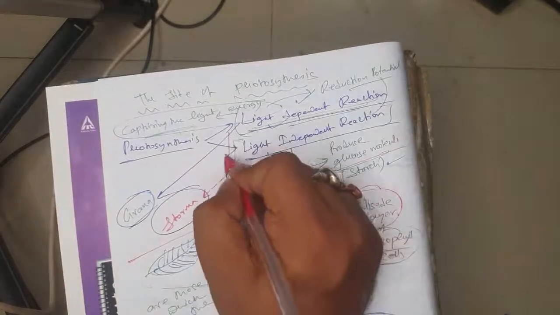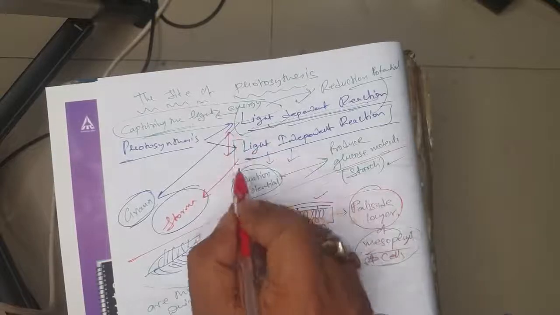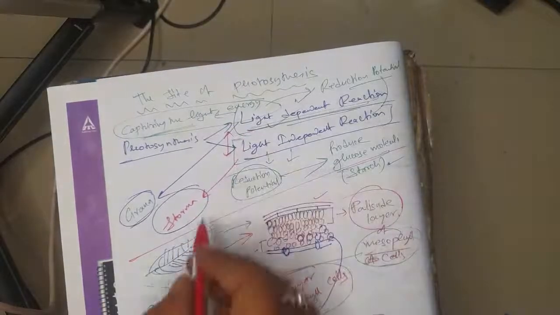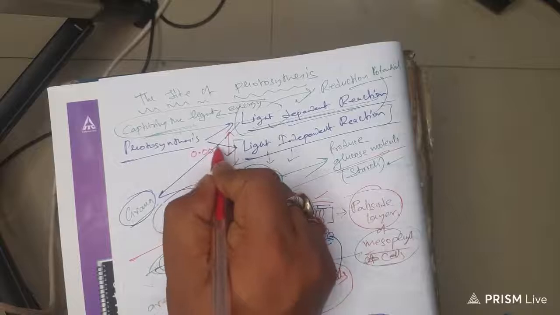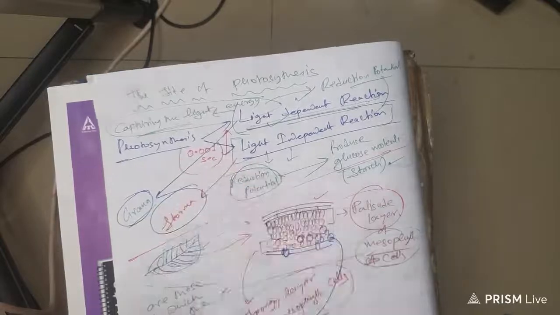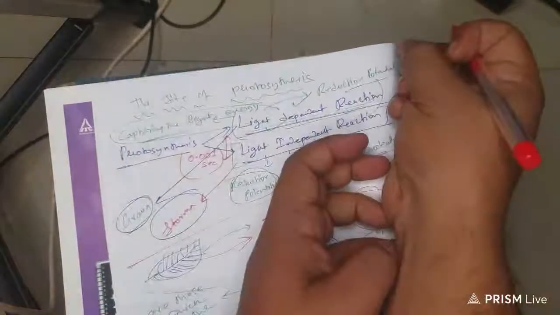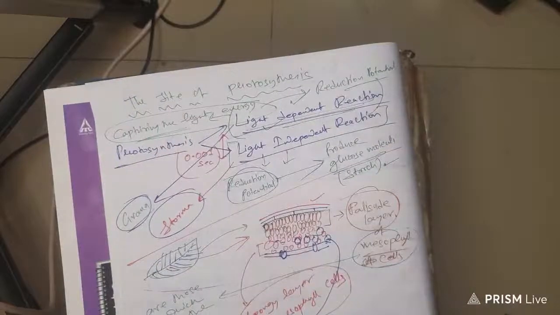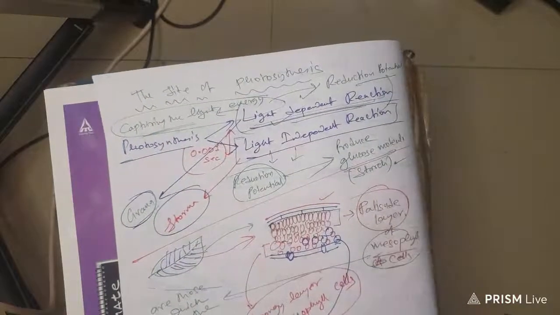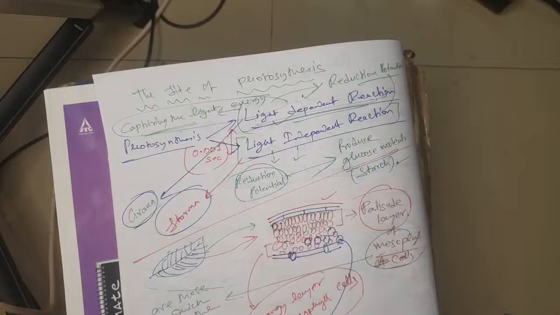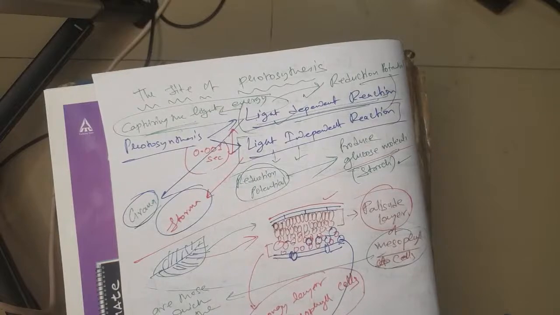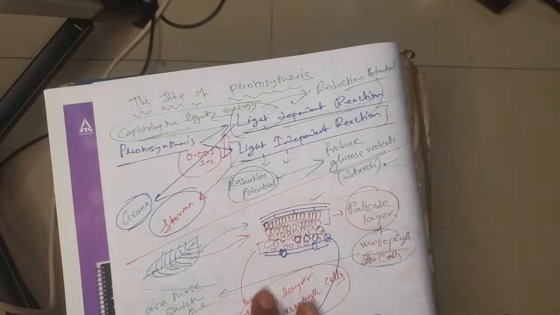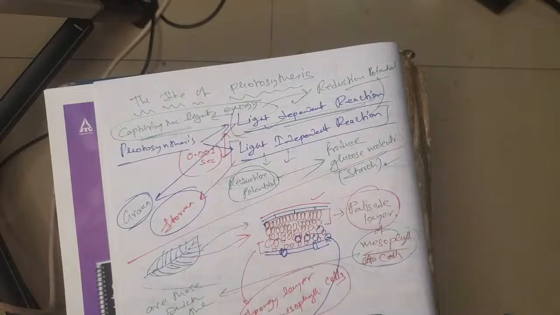Those were my class 10 students. I told them the difference in timing between the light dependent reaction and the light independent reaction is 0.001 second. Immediately it occurs. It captures, creates the reduction potential, and produces glucose or starch. So it happens almost immediately. Are you getting my point? But one requires light, one doesn't require light.